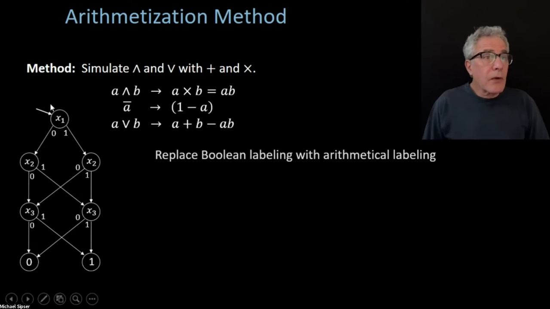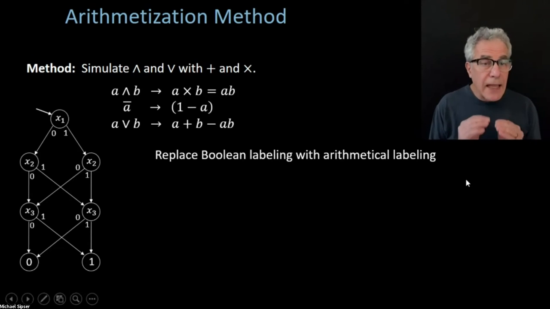So now what we're going to do, instead of using the Boolean labeling, we'll just use the arithmetical labeling. But it's going to compute exactly the same thing because the arithmetic simulates the Boolean.